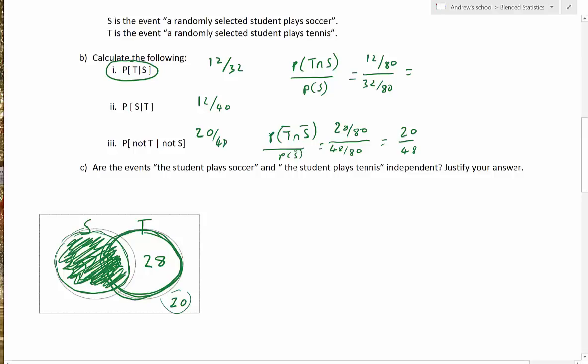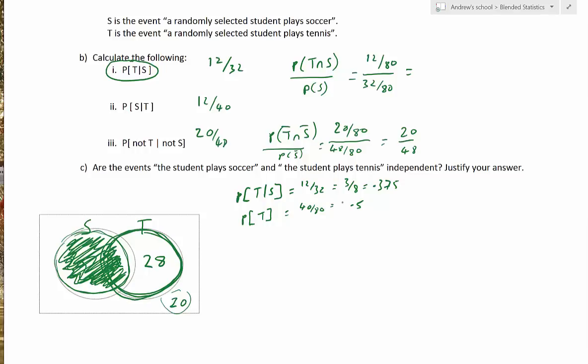So, part C, are the events independent? Well, we can see from above that the probability that a person plays tennis given that they play soccer is 12/32ths, and 12/32ths is 6/16ths is 3/8ths. However, the probability that a randomly selected person plays tennis is 40/80ths, which is a half. These two are not the same. Therefore, knowing something about whether the student plays soccer does alter the likelihood of them playing tennis. This means that they are not independent.